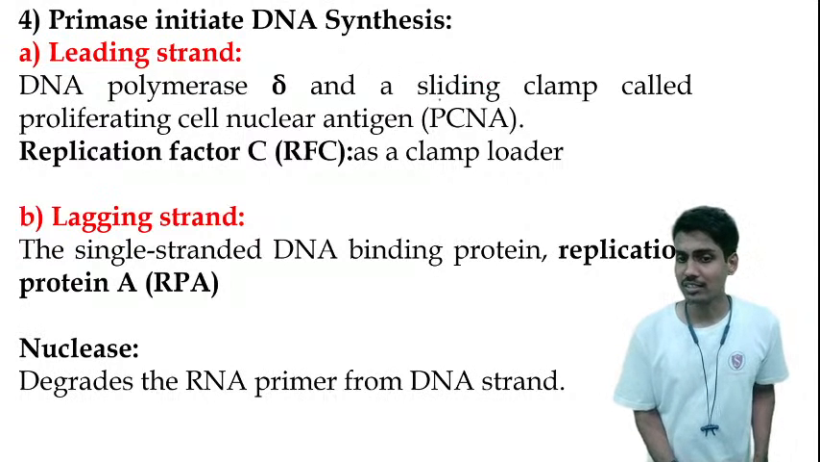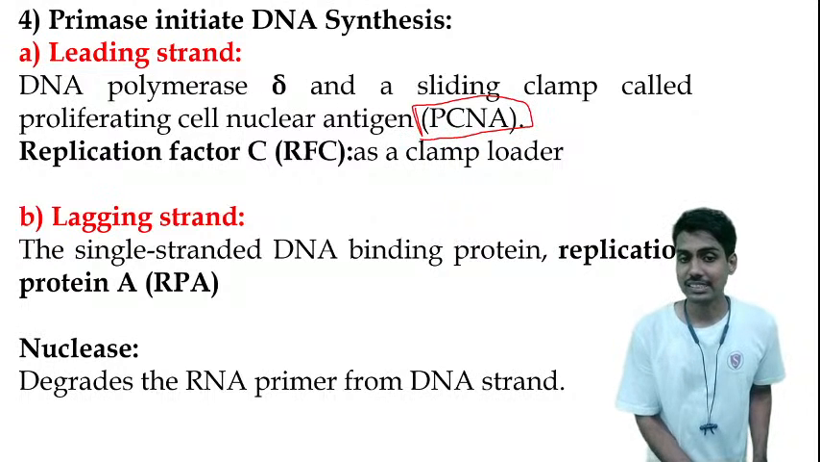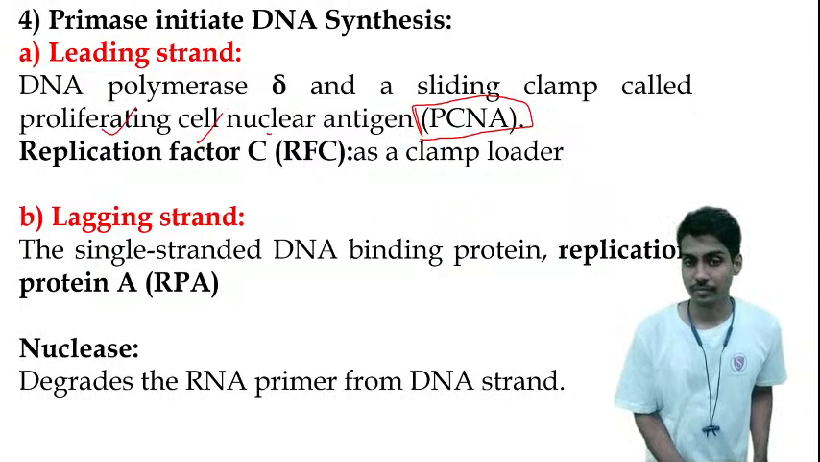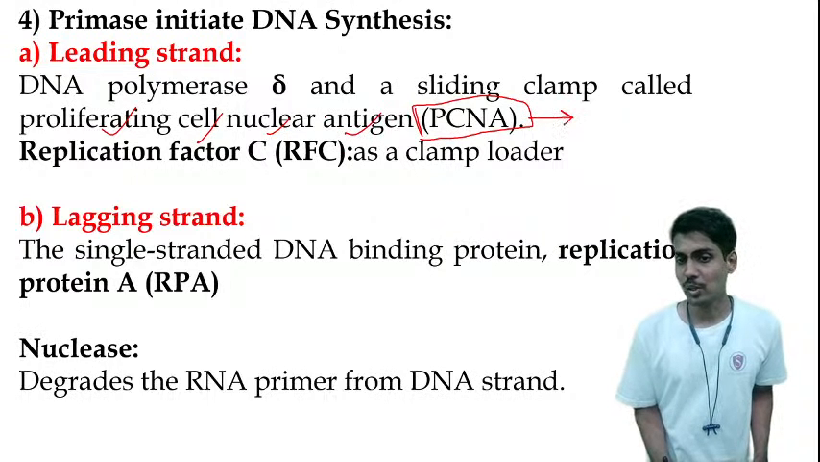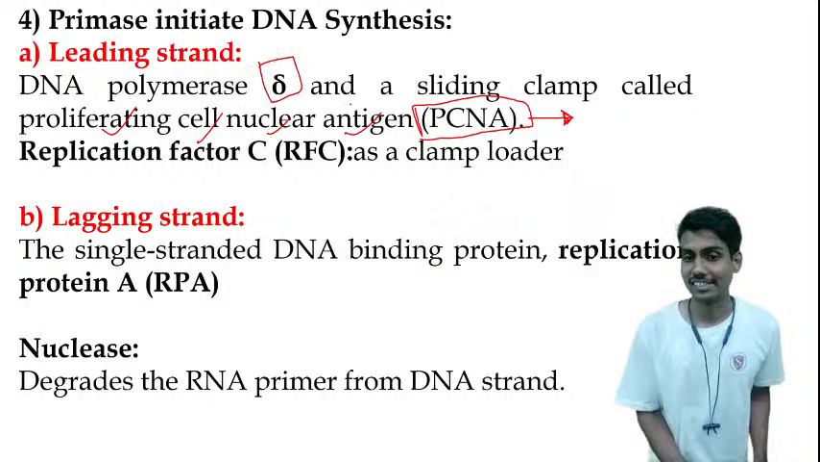In case of eukaryotes, they are referred to as what? PCNA, meaning proliferating cell nuclear antigen. Now what will this PCNA do? This PCNA will recruit the DNA polymerase delta on the leading strand.